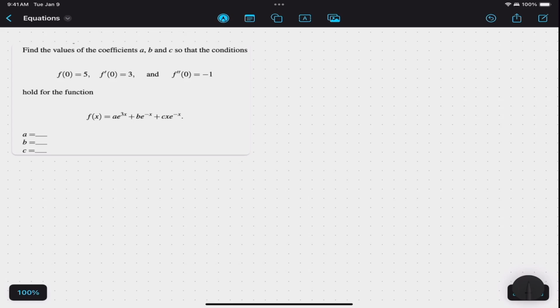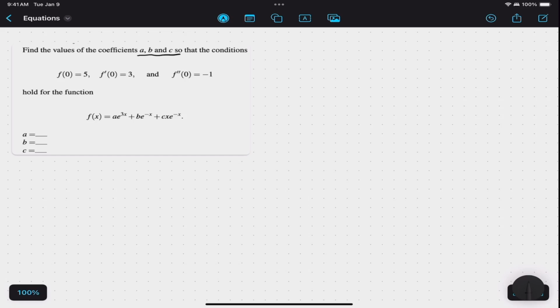And for this problem, we need to find values of a, b, and c such that when we put in 0 into the original equation, we get back 5. When we put in 0 into its derivative, we get back 3. And when we put in 0 into its second derivative, we get back -1. Now, since we have 3 unknowns, we're going to need 3 equations, and for that we need to find the derivatives.